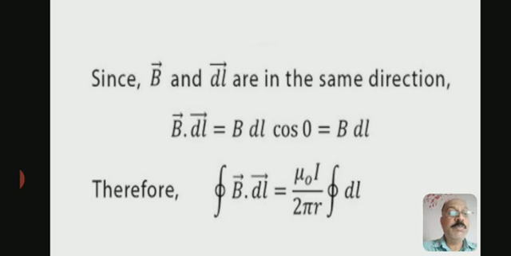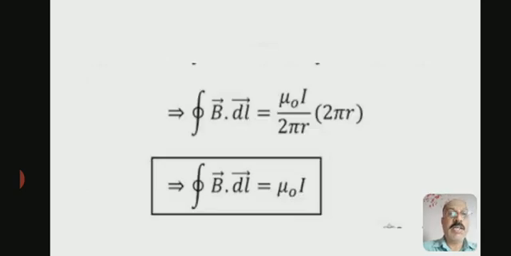The integral over the closed loop of dl is equal to what? The circumference of the circle. The circumference of the circle is given by 2 pi r, where r is the radius of the circle. So finally we got the integral over the closed loop of B dot dl is equal to mu naught I divided by 2 pi r into 2 pi r. The 2 pi r cancels here. Then finally we get Ampere's circuital law as shown in the equation.